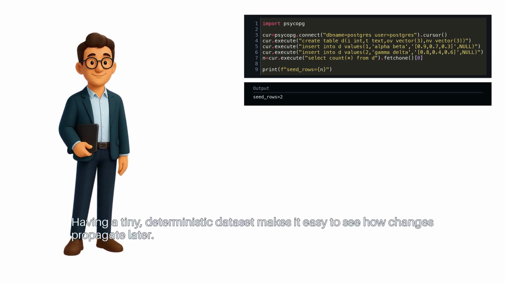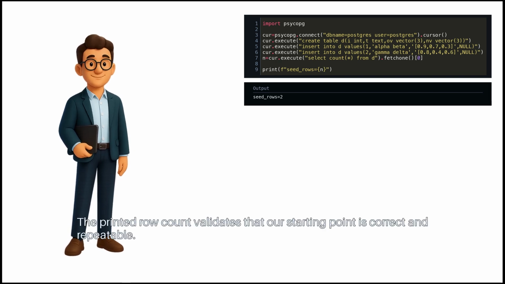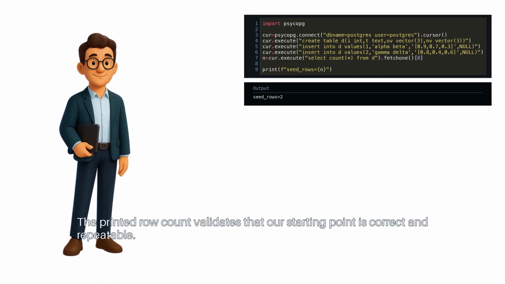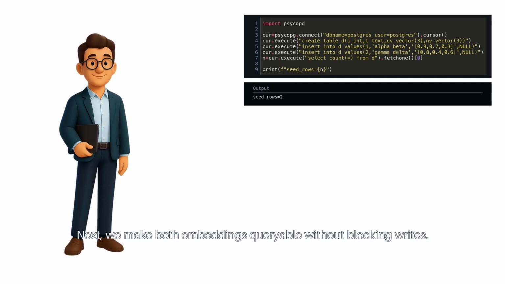Having a tiny deterministic dataset makes it easy to see how changes propagate later. The printed row count validates that our starting point is correct and repeatable. Next, we make both embeddings queryable without blocking writes.